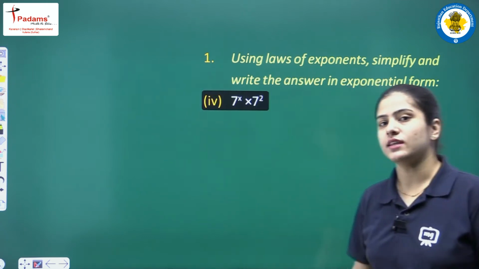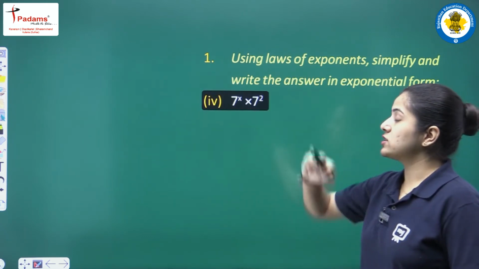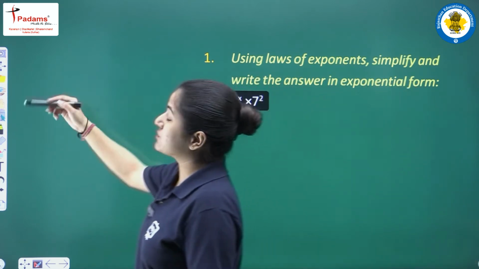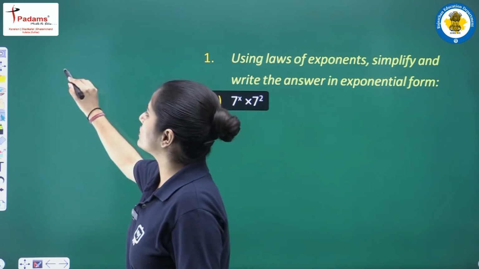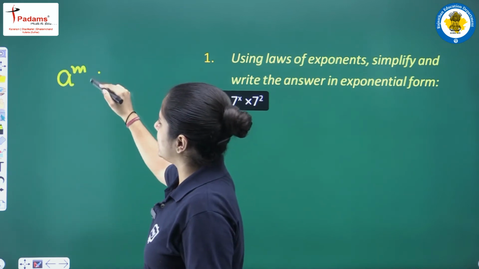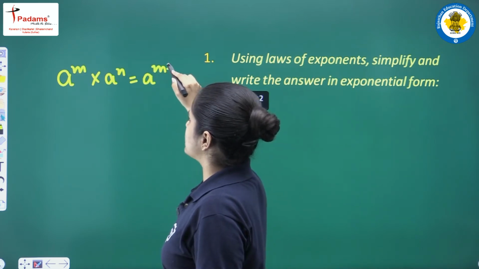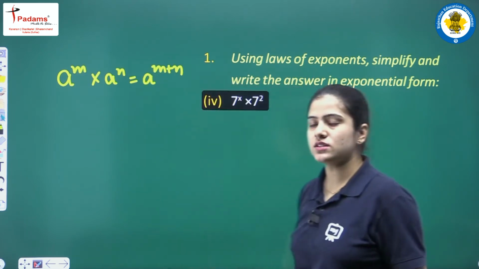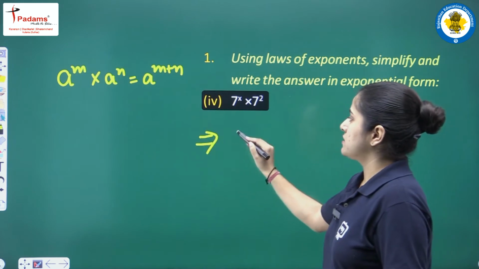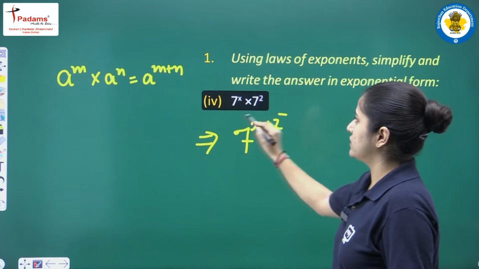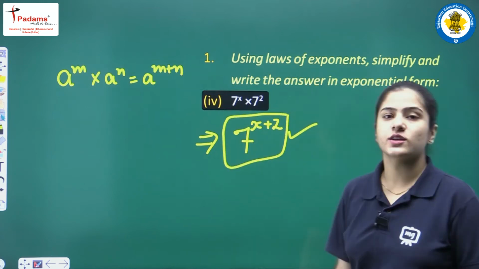Looking at the next question, क्या है वो question? 7 raised to power x into 7 raised to power 2, right? So we have the same base 7 and 7. So use the law 1, that is a raised to power m into a raised to power n, that is equals to a raised to power m plus n, right students? So this is 7, this is x plus 2, okay, and this is your solution.